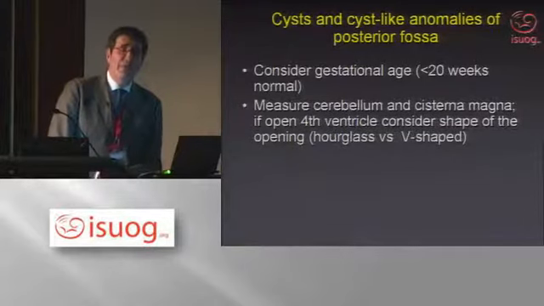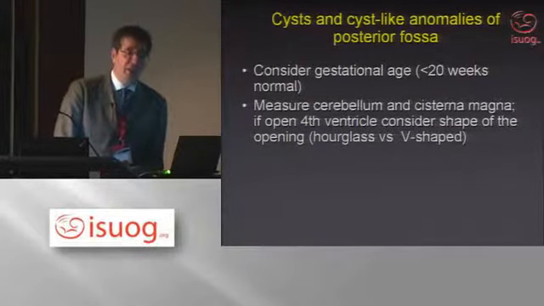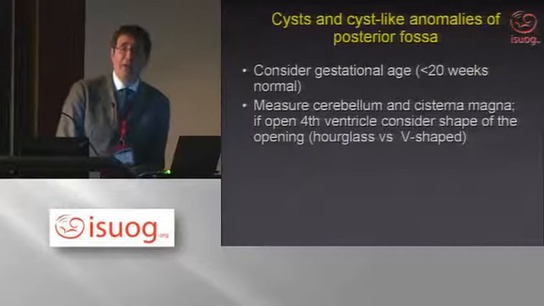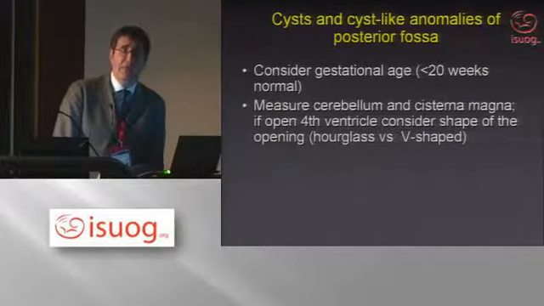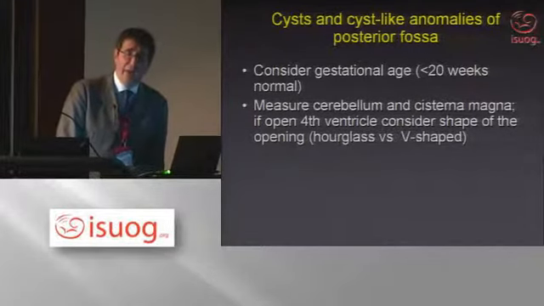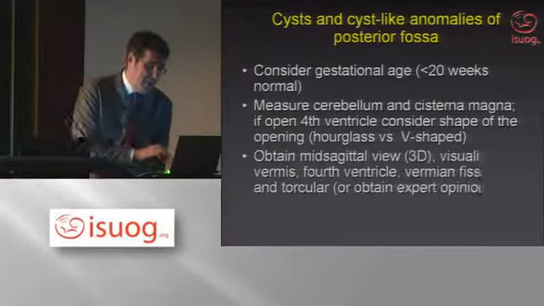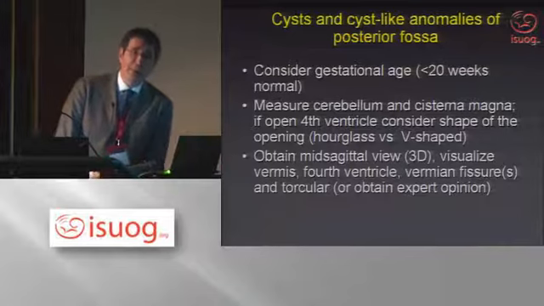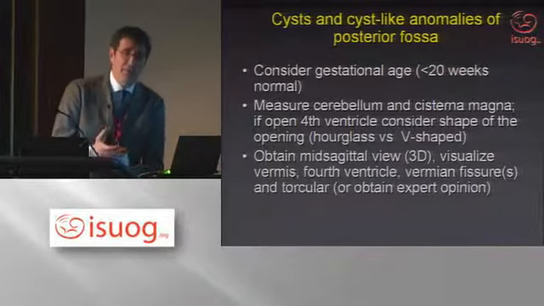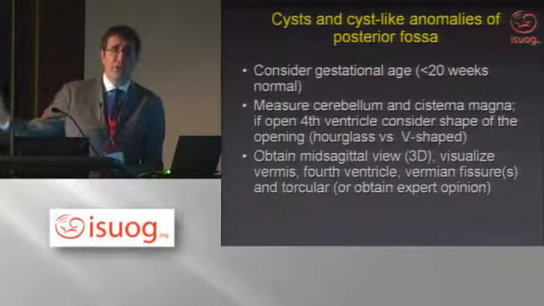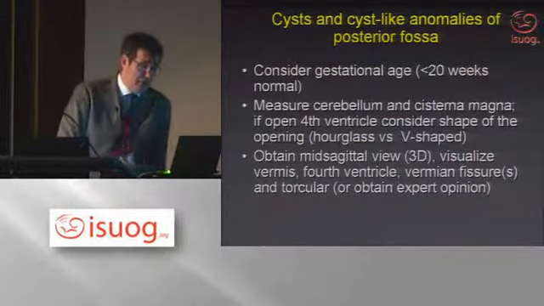If there is an open fourth ventricle, consider the shape of the opening, hourglass versus V-shaped. Hourglass is more frequently a normal variant. V-shaped is much more suspicious, and usually it is an abnormality. You should obtain either the views yourself if you have the ability, or you should contact your local expert, your local guru.